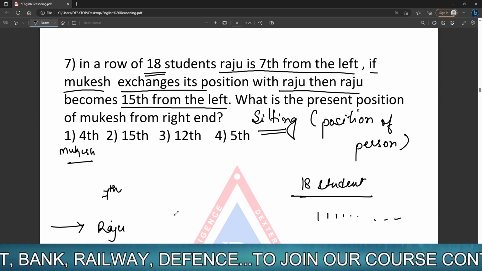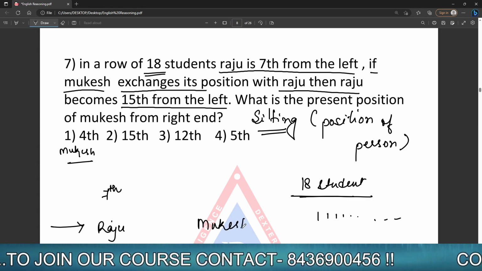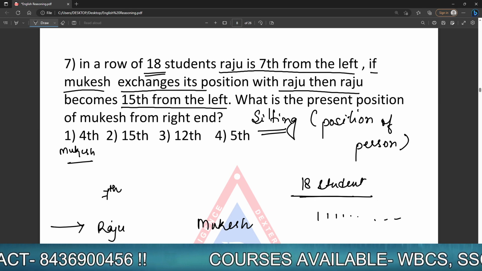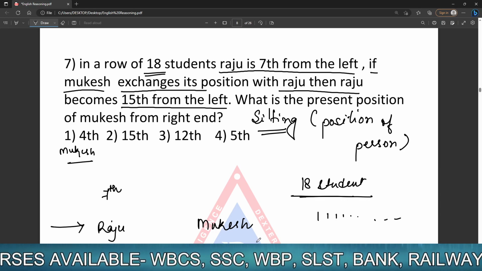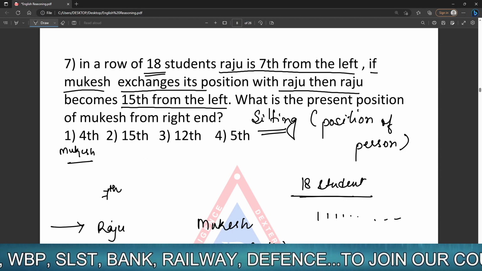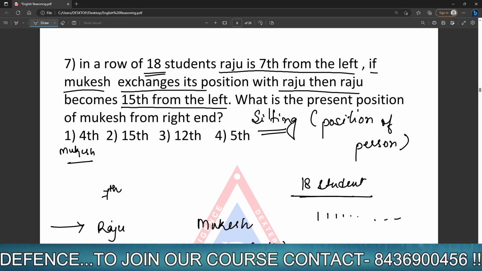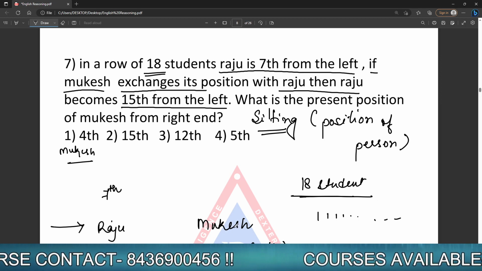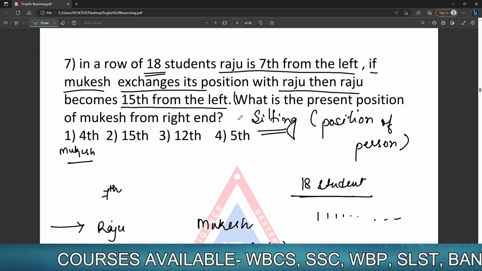Then if Mukesh changes his place, let's say Mukesh is over here, and after exchanging, Raju should be here, and he becomes 15th from the left, then Mukesh should be here. Then the question says, what is the present position of Mukesh from the right end.